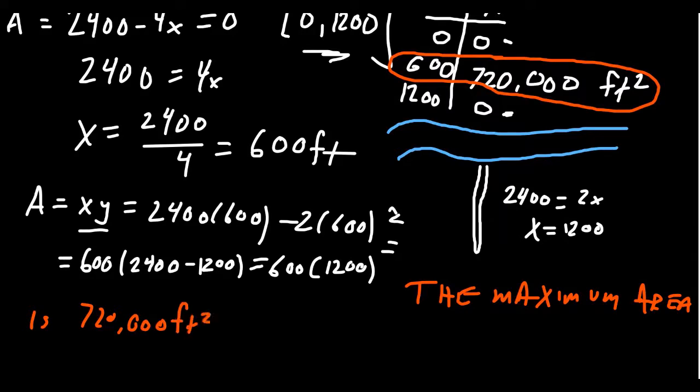Now, remember, the original question didn't actually ask what was the maximum area. What it asked is what dimensions will give us the maximum area. So make sure we actually answer the question it's given. And so the maximum area is going to be 720,000, and it's obtained at a 600 feet by 1,200 feet rectangle.